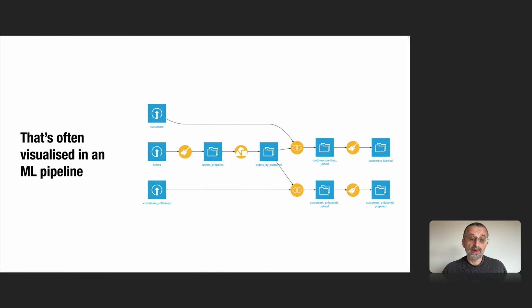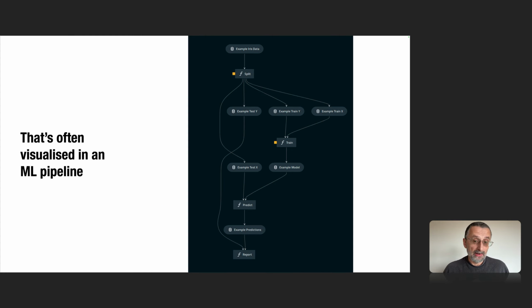That's often visualized in a machine learning pipeline. This is an example pipeline from the Dataiku platform. As you can see, artifacts here are in blue rectangles, components are in yellow circles. So we have different datasets. These datasets go through cleaning and generate other prepared datasets, etc. Or that may be visualized that way.